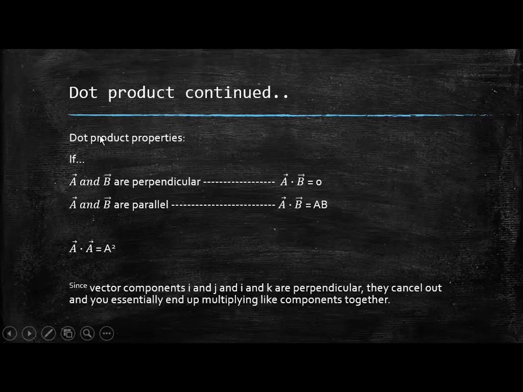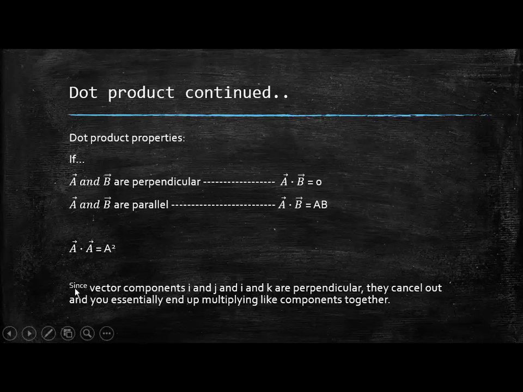So here's a couple of dot product properties or rules. If A and B are perpendicular to one another, then the dot product between the two of them is going to be equal to 0. Remember, if they're perpendicular, that means the angle between them is 90 degrees, so the dot product between them is 0. If A and B are parallel, then the dot product is just the magnitude of those two vectors multiplied together. And if you take the dot product of a vector with itself, you get its magnitude squared.